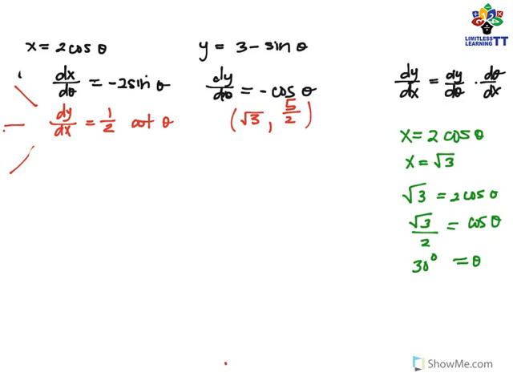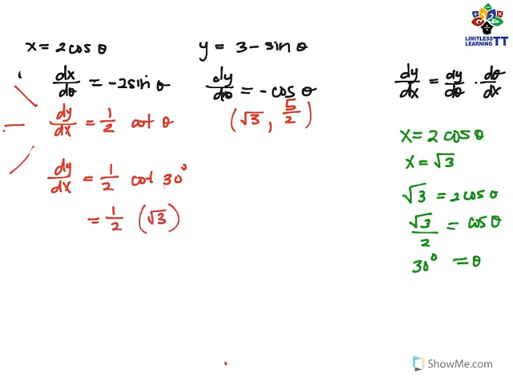So basically, I want to find dy/dx, which is a half the cotangent of theta, which is 30 degrees. So cotangent of 30 degrees is actually the square root of 3. So it's 1/2 times the square root of 3.